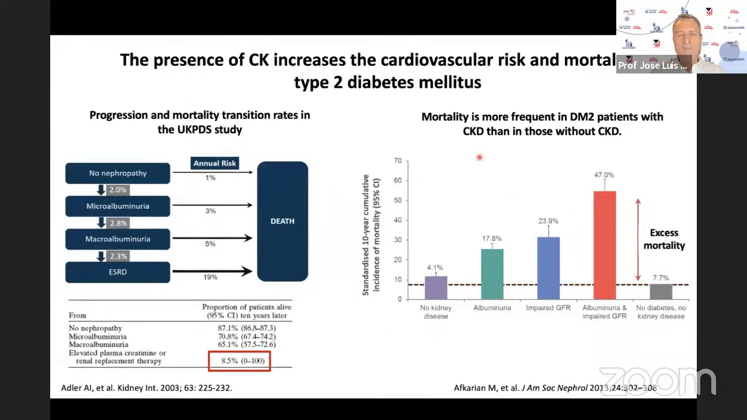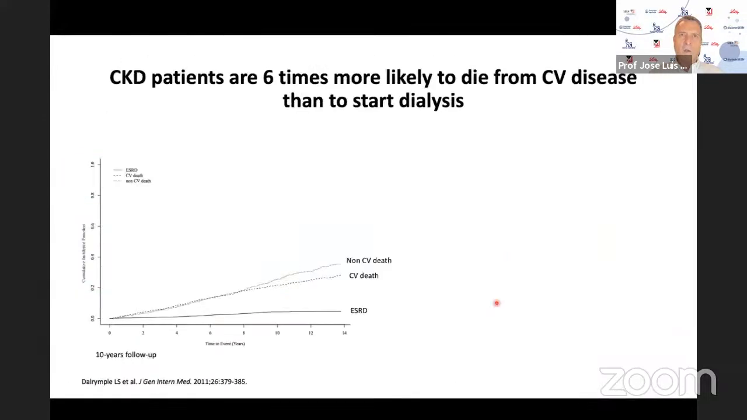On the other hand, in the right panel, chronic kidney disease is associated with high cardiovascular mortality. The presence of chronic kidney disease or diabetic kidney disease brings an excess of cardiovascular mortality, especially in those patients with albuminuria and impaired GFR. So it is important to prevent not only the progression of the nephropathy, but also cardiovascular mortality.